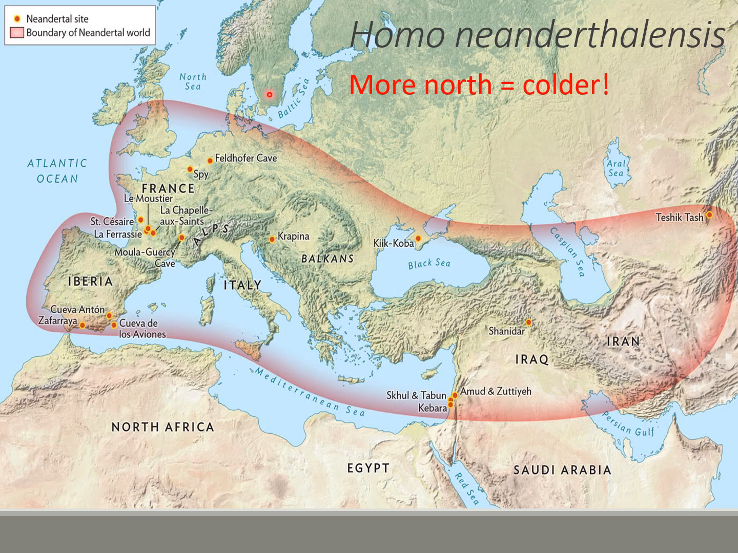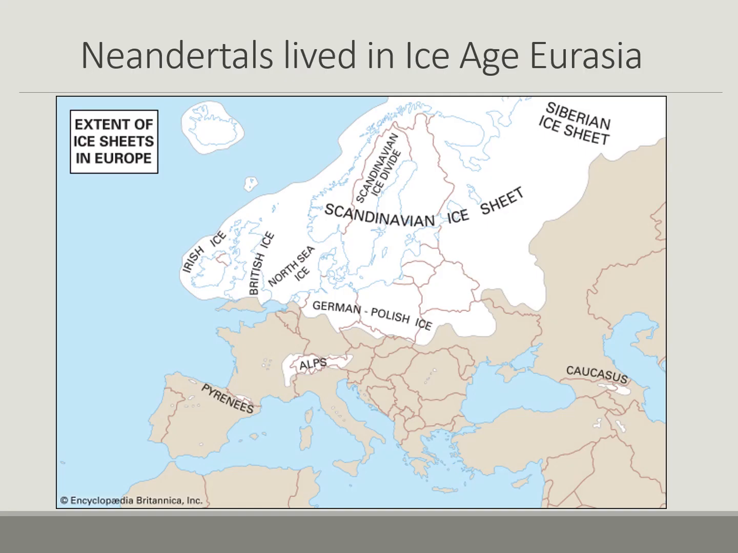And the more north you go, the colder it is. So Neanderthals had to deal with very different environmental conditions than earlier hominids. And specifically, Neanderthals lived in Ice Age Eurasia. So this is the extent of the ice sheets in Europe. Some of them even overlap some Neanderthal sites. The glaciers overlap some of the sites. And even if they don't, just being at the edge of an ice sheet is a very cold existence.